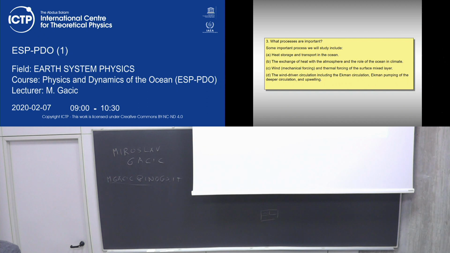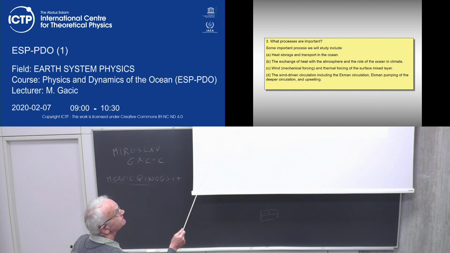That means that the atmosphere pushes the surface layer of the ocean and gives momentum to the surface layer of the ocean. This is what we mean by mechanical forcing. And then we also have the thermal forcing, which is due to the air-sea heat exchange, due to the absorption of heat by the ocean.